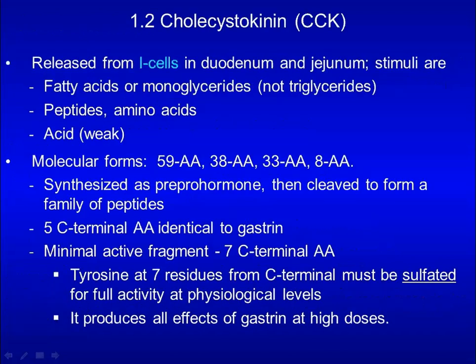The second hormone is cholecystokinin, or CCK. CCK is released from I cells in the duodenum and jejunum. Stimuli are fatty acids, peptides, and amino acids. CCK has several forms with different lengths. They are synthesized from the same precursor and cleaved to form different sizes. The minimum active fragment is the C-terminal 7 amino acids.